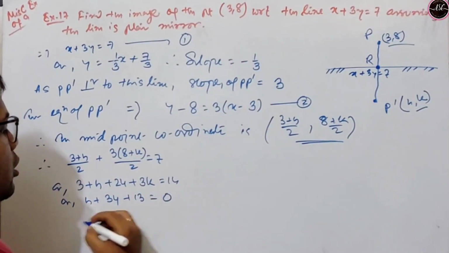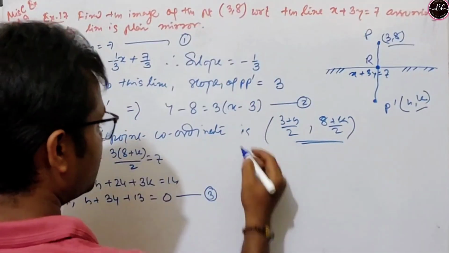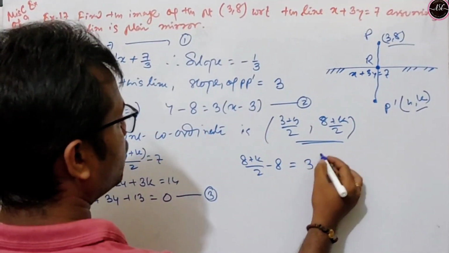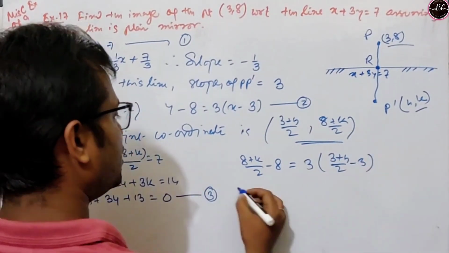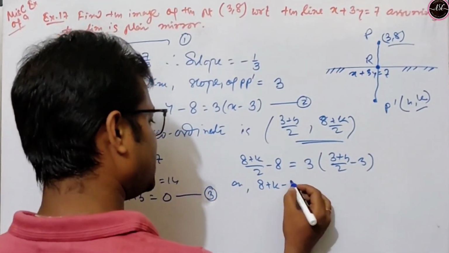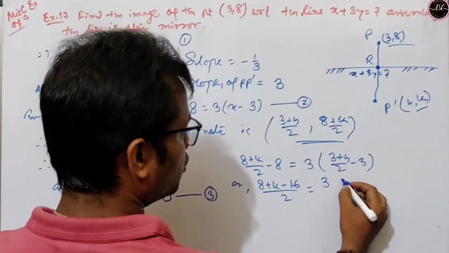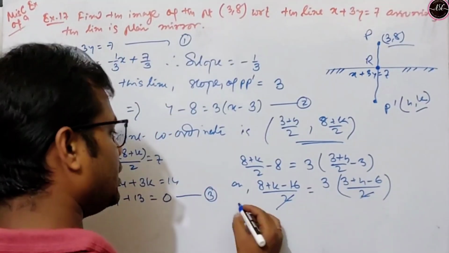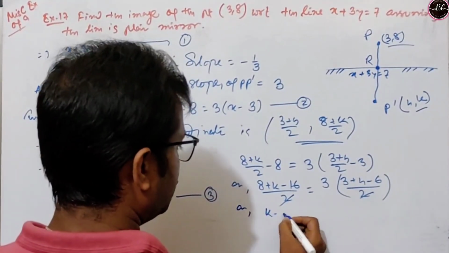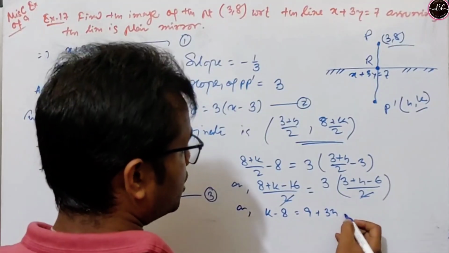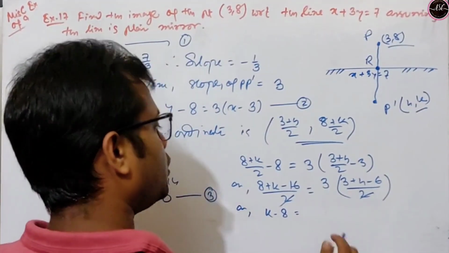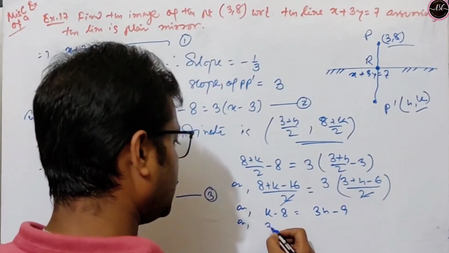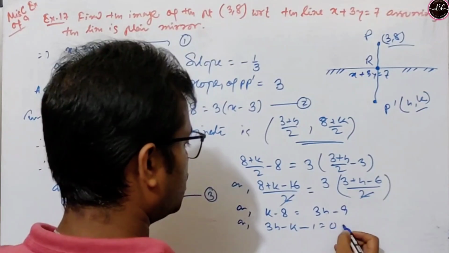Simplifying this, 3 plus h plus 24 plus 3k equal to 14, or h plus 3k plus 13 equal to 0. This is equation 3. Now putting the value in equation 1, we get (8 plus k) by 2 minus 8 equal to 3 into ((3 plus h) by 2 minus 3). Simplifying, (8 plus k minus 16) divided by 2 equal to 3 into (3 plus h minus 6) divided by 2. The 2 will cancel out, so we get k minus 8 equal to 3h minus 9, or 3h minus k minus 1 equal to 0. This is equation 4.